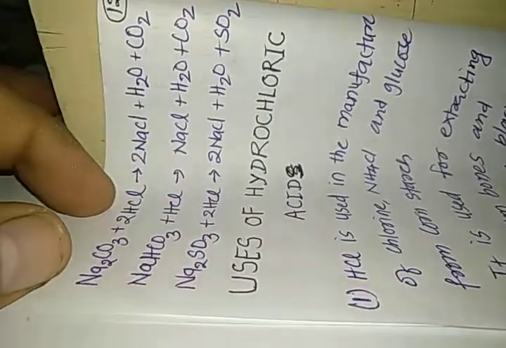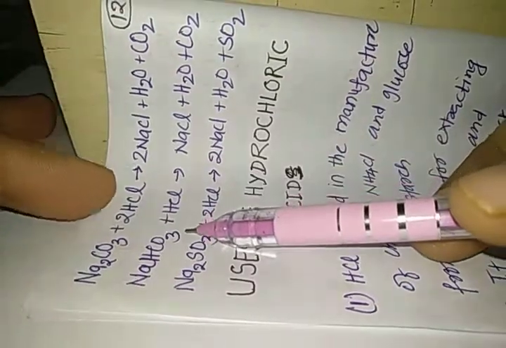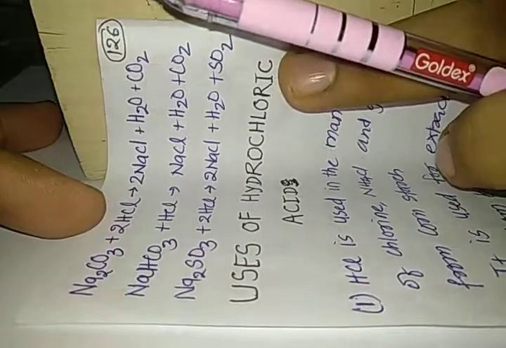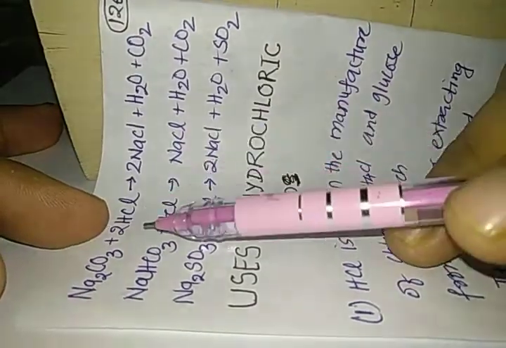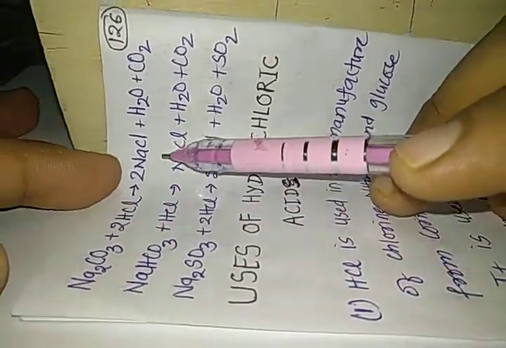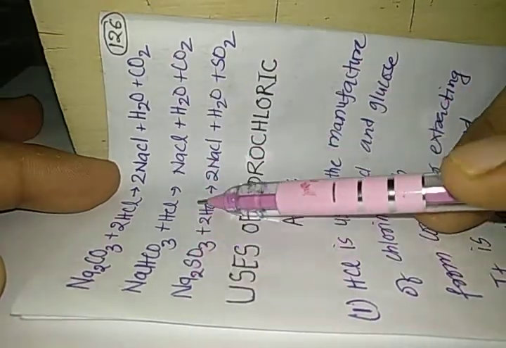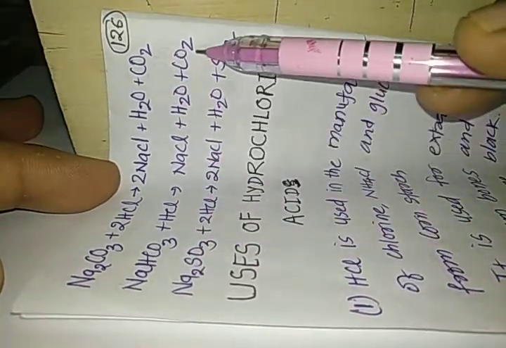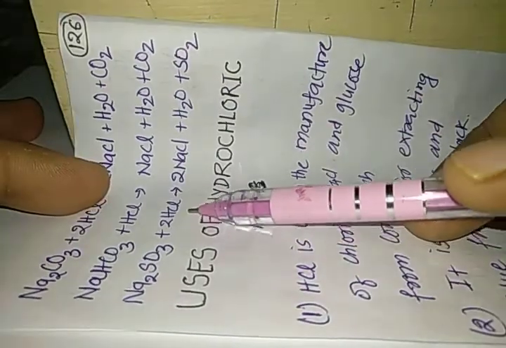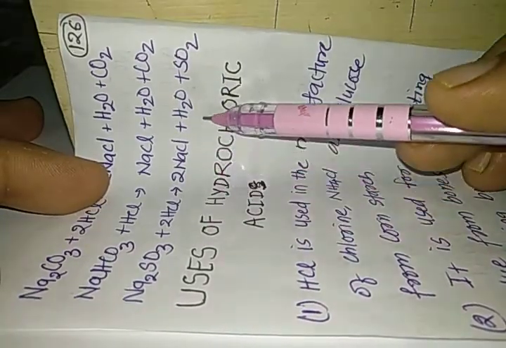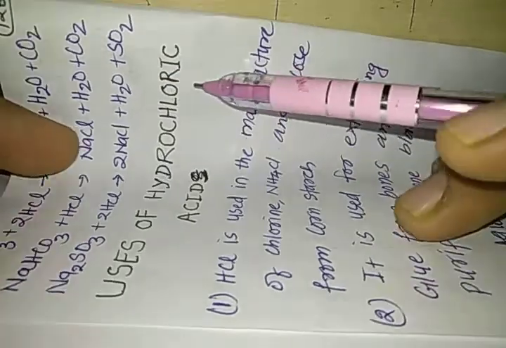We already know that an acid, when it reacts with carbonate or bicarbonate, produces carbon dioxide gas. With sulfite it produces sulfur dioxide gas. So Na2CO3 plus 2HCl gives 2NaCl plus H2O plus CO2, NaHCO3 plus HCl gives NaCl plus H2O plus CO2, Na2SO3 plus 2HCl gives 2NaCl plus H2O plus SO2.